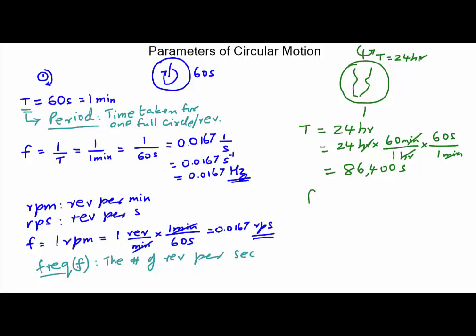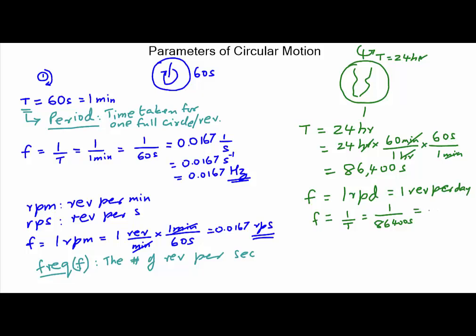And its frequency would simply be, you can call it 1 revolution per day. We don't use RPD as a common unit, but we could call it that. There's nothing wrong with that value. But more commonly, I could say it's 1 over T. So that would be 1 over 86,400 seconds.